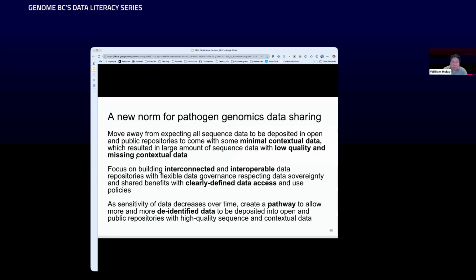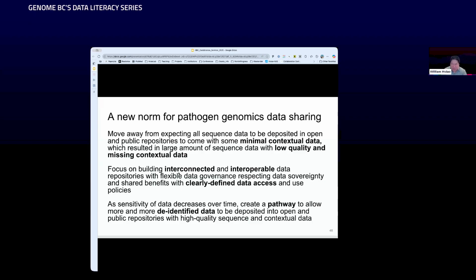So therefore, just to end, maybe we need a new norm for pathogen genomic data sharing and move away from expecting all sequence data to be deposited in open and public repositories with a minimum of contextual data, which often results in a large amount of sequence data with low quality and missing contextual data. Instead, we should focus on building interconnected, interoperable data repositories with flexible data governance, respecting data sovereignty and shared benefit, and with clearly defined data access and use policy.